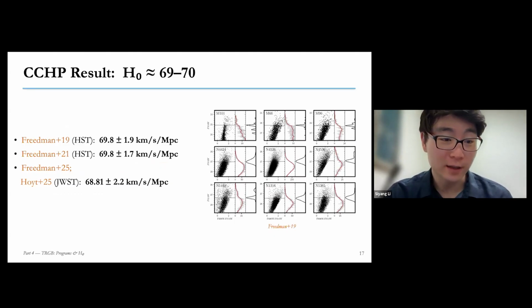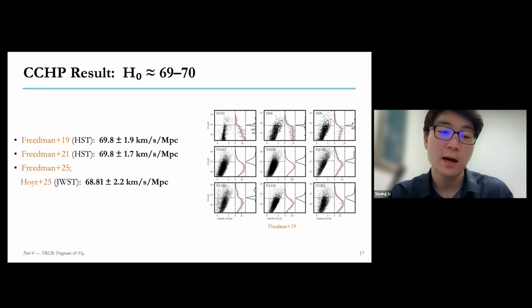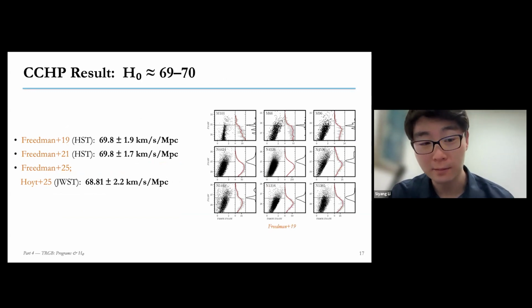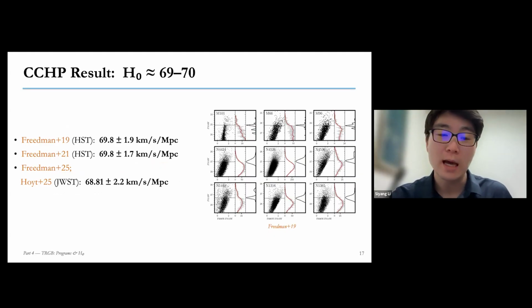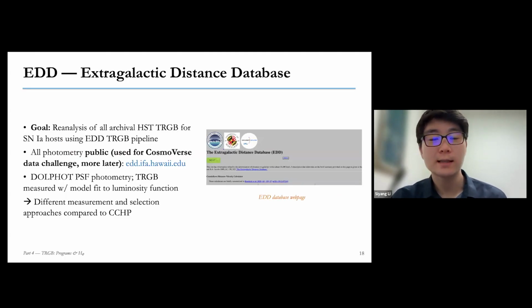So again, Freedman HST results hover around 69.8. Their first result was from 2019, then they updated their result with the Hubble Space Telescope data by adding more calibrators in their 2021 paper. And of course, they came out with a recent result with James Webb Space Telescope data. That's covered by the Freedman paper, as well as Taylor Hoyt's paper, and that also gives a very low H naught.